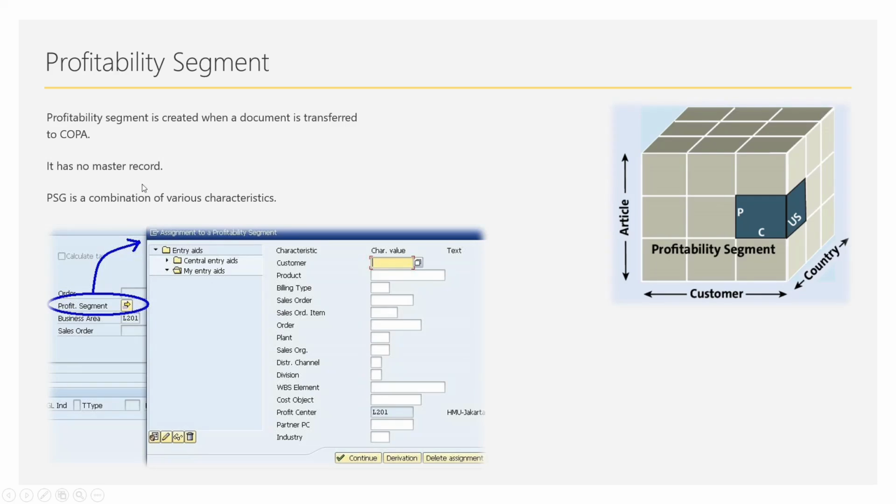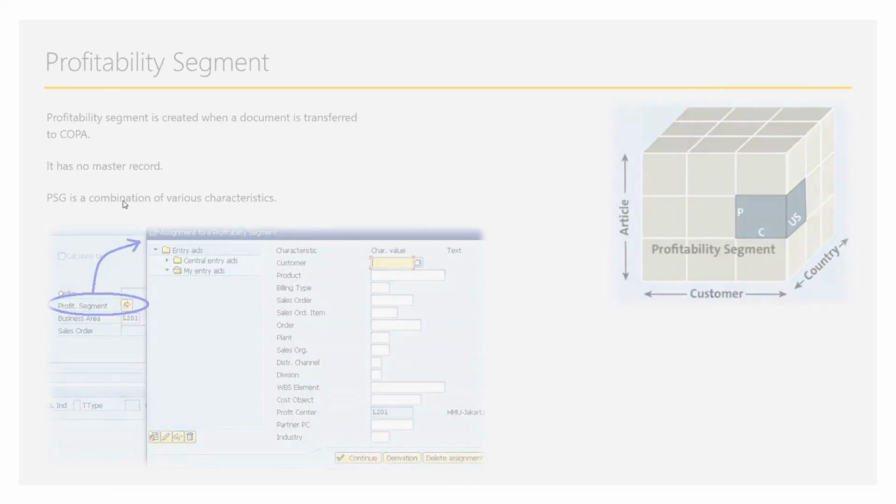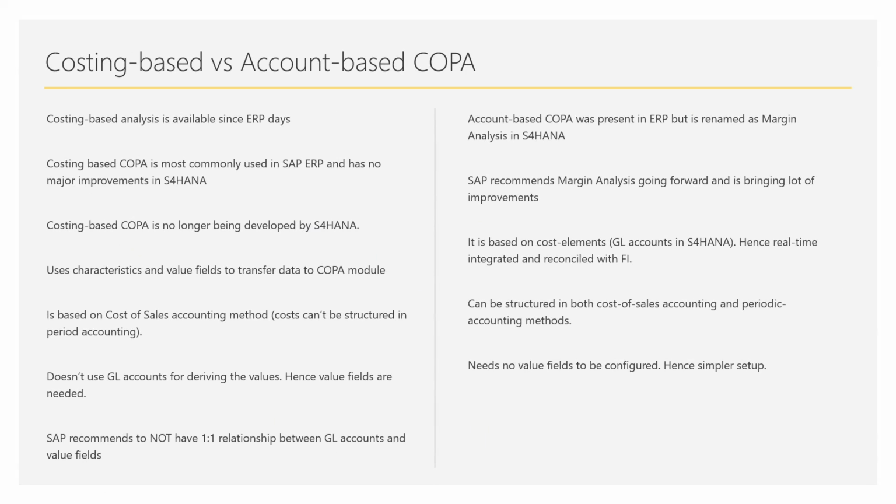Now, by now you should understand that profitability segment is a combination of characteristics, but profitability segment in itself is not a master record that is created in COPA. So those are the basic fundamental blocks of COPA reporting. You could have something called a profitability segment, which is made up of characteristics, and you're also fetching something called value fields. And with this combination of characteristics and value fields, we are going to do some multi-dimensional reporting for decision making purposes. Now, come back to the point where we discussed there are different types of COPA.